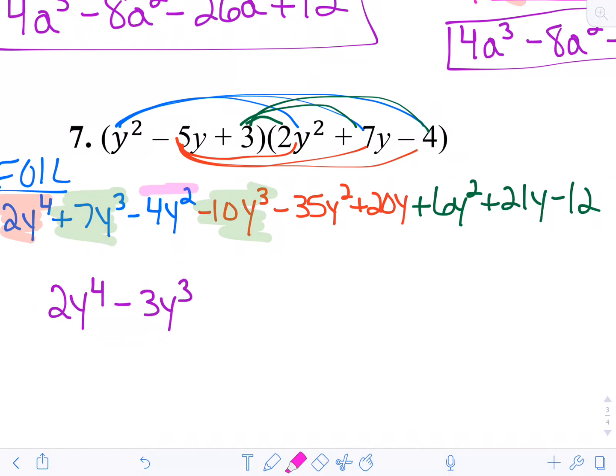Okay, then we have a y squared, and we have a y squared, and we have a y squared. So when I combine those, we have a negative 4, negative 35, and a positive 6. So that will give us negative 33y squared.